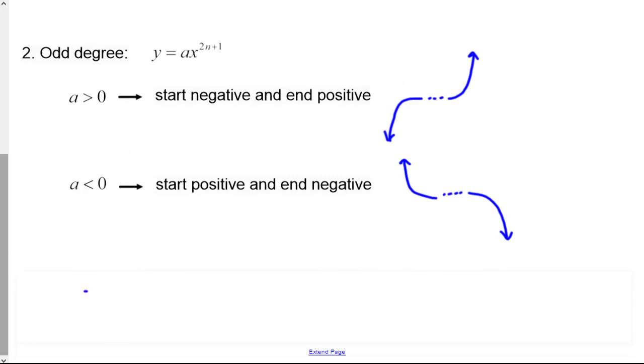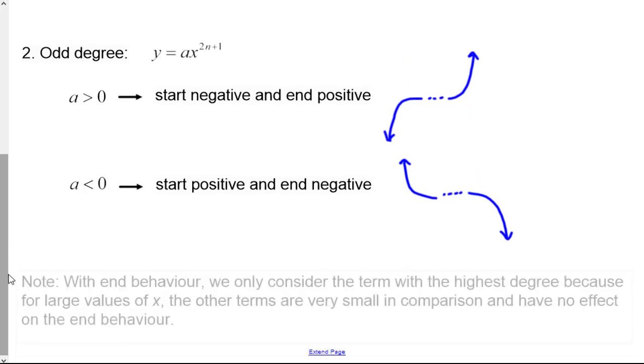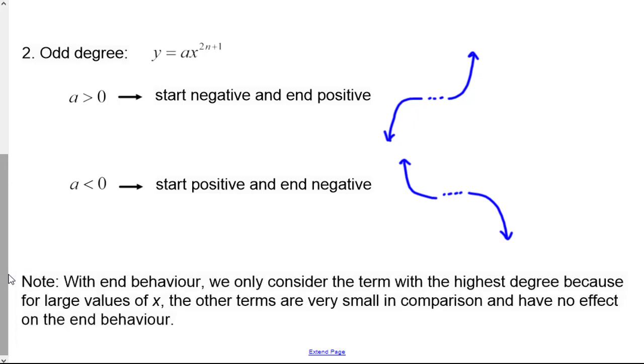And one thing I want to point out is that with end behavior, we only consider the term with the highest degree, because for large values of x, the other terms are very small in comparison and have no effect on the actual end behavior itself. All right, that's end behavior.